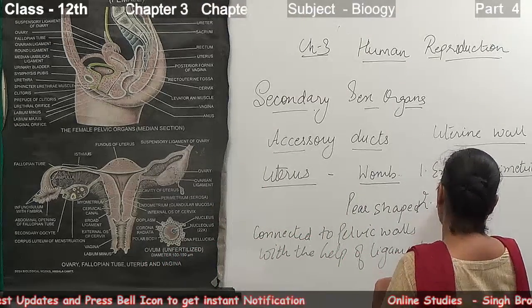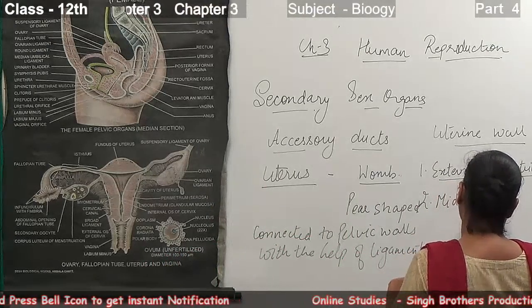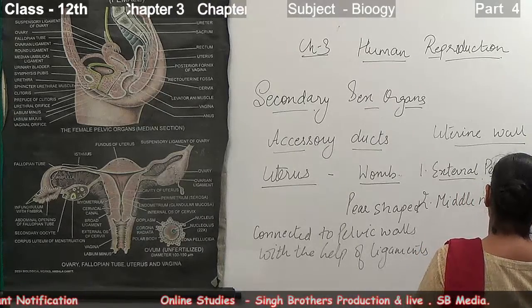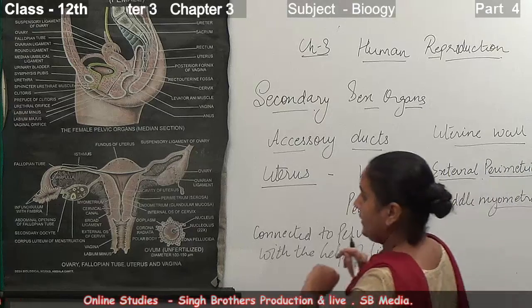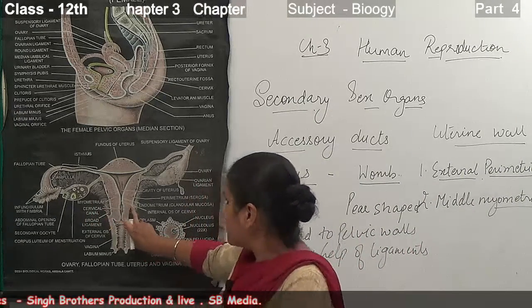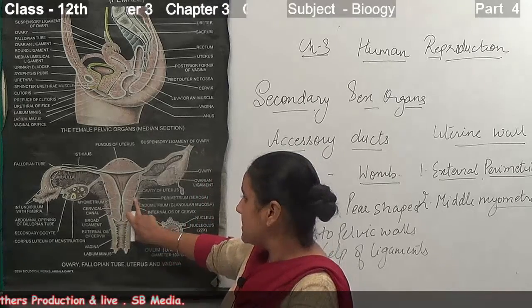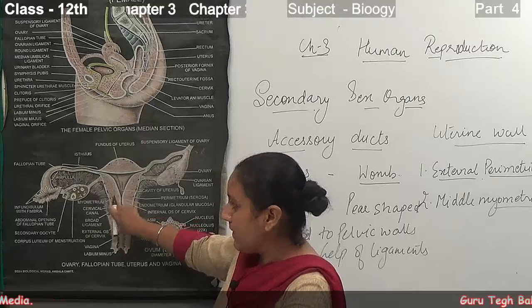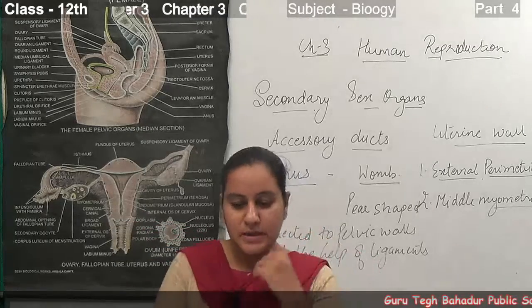The second layer is the middle myometrium. Have a look, here it is, the myometrium. It is a middle layer. This one is the external layer, that is the perimetrium. This one is the middle layer, that is the myometrium. Now what does this middle layer do?